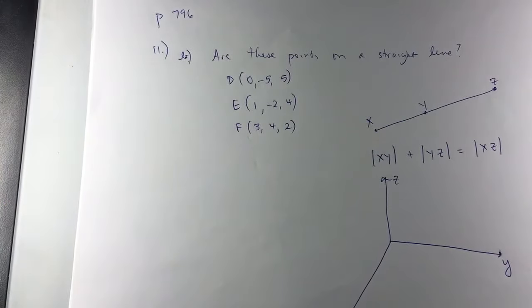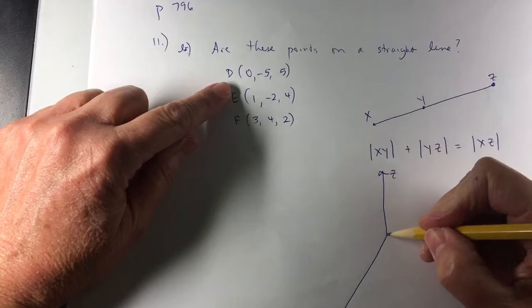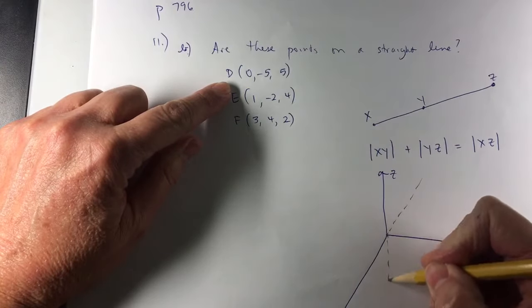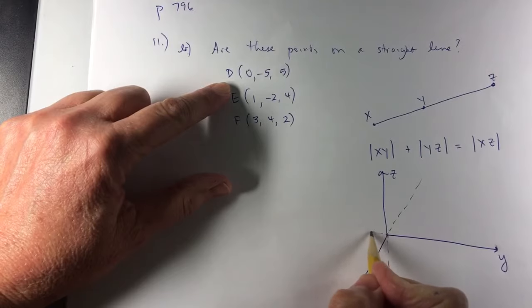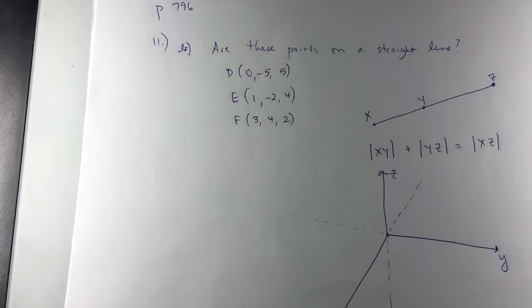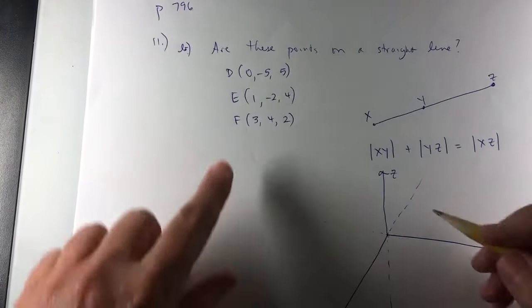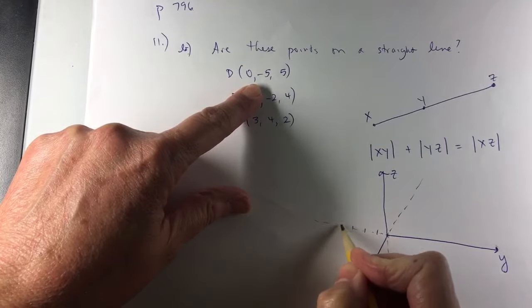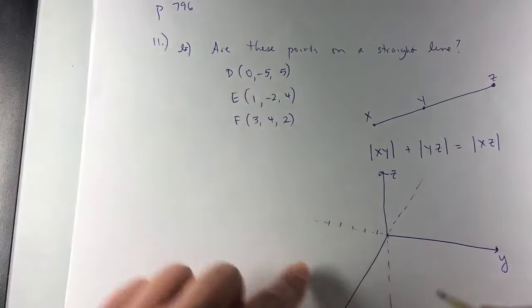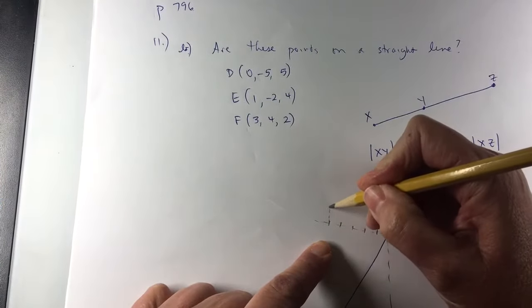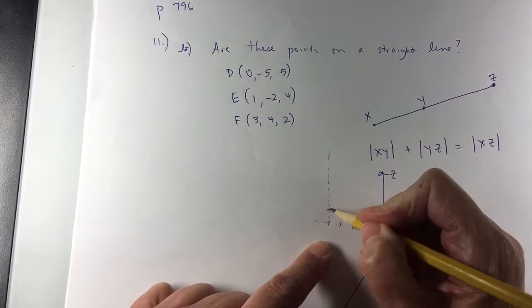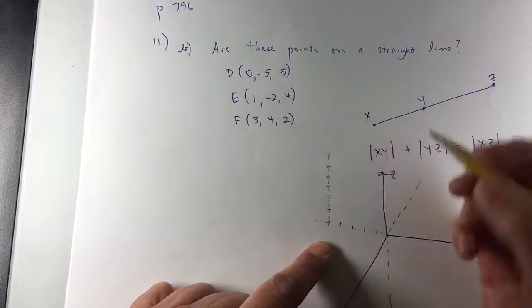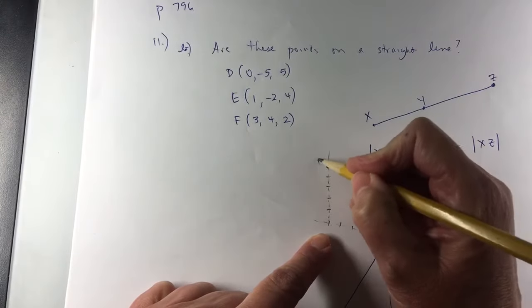And then to plot these points, let's see, D. Let's put in with dotted lines the negative portion of the X-axis, the negative portion of the Y-axis, the negative portion of the Z-axis. And then for D, 0 units on X, -5 units on Y, and then 5 units on Z. So I'm going to draw a line parallel to Z. 1, 2, 3, 4, 5. Go up 5 units on that line. Here's point D.